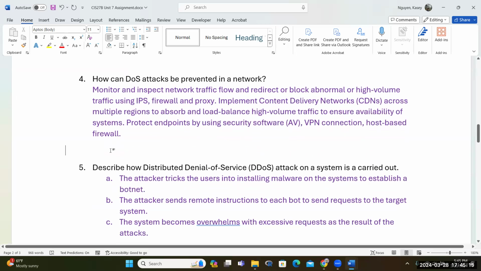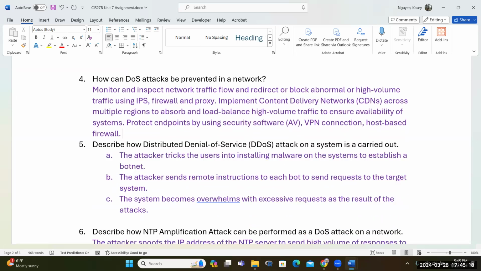So describe how a distributed denial of service attack on a system is carried out. First thing, the attacker tricks the user into installing the malware on the system to establish the botnet. So that will be the first thing, whether it's through a phishing technique, which a lot of times it is, or just getting them used to clicking on something, having them visit a website so that they can download certain things in the back.